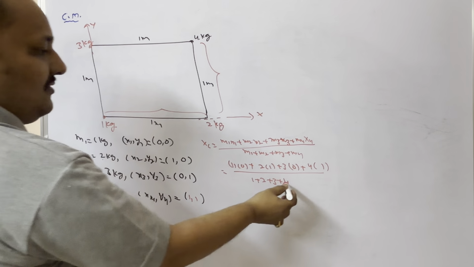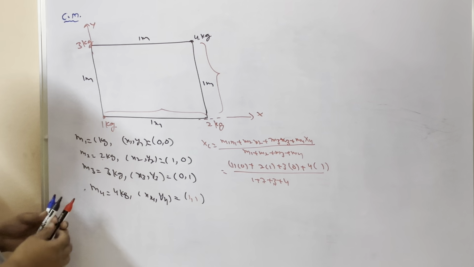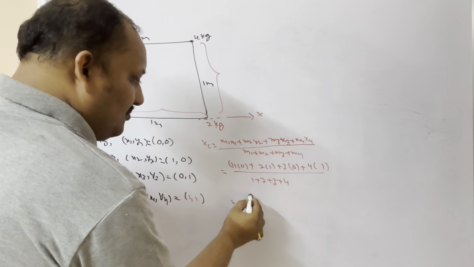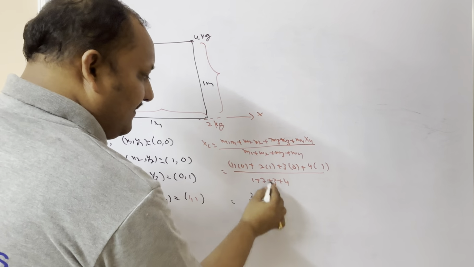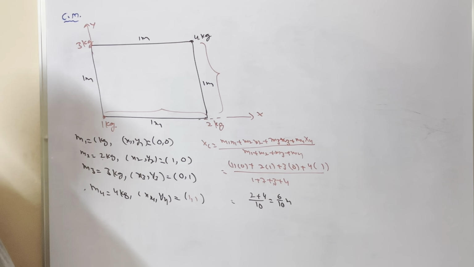So total mass: 4 plus 3 is 7, 7 plus 2 is 9, 9 plus 1 is 10, correct? Here 2 plus 4 divided by 10. So 6 by 10 meter is XC.